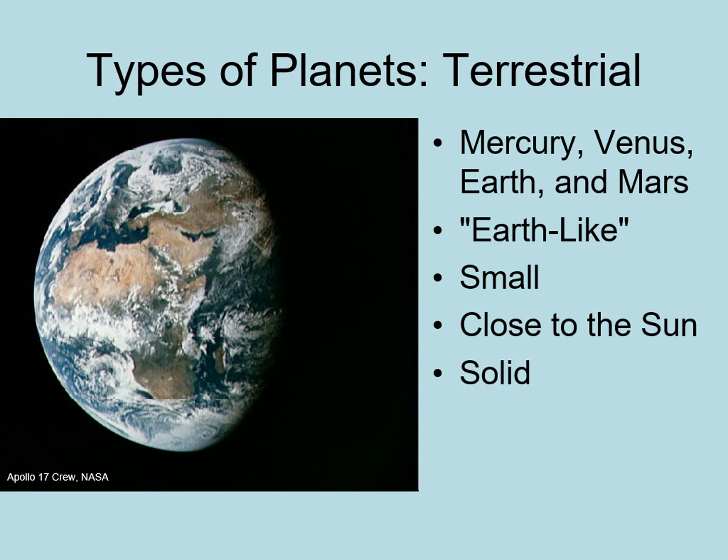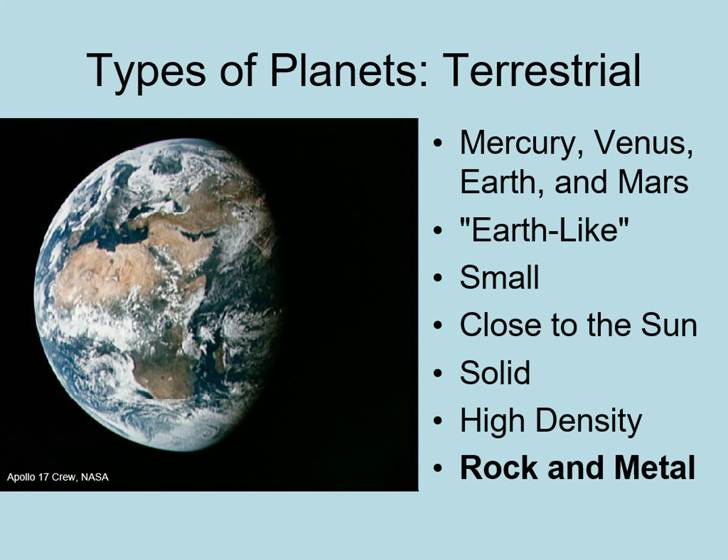Terrestrials have solid surfaces, the sort of thing you could walk on. They have high densities, typically 4 or 5 grams per cubic centimeter. This comes from their composition. They're made of rock and metal.